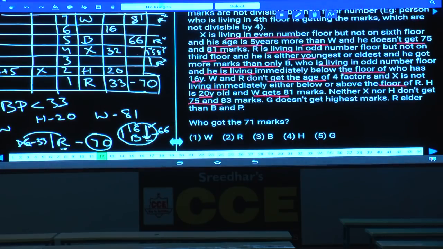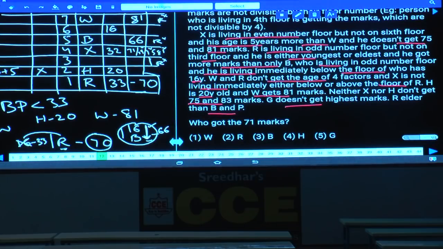Then what is the possibility left over for this X? X could be either 71 or 79. So how many possibilities do we have? We can have 2 possibilities for this X. This X can be 71 or 79. Then G does not get the highest marks. As G does not get the highest marks, what is the highest mark here? The highest mark is 83. As G does not get the highest marks, and R is elder than both B and P.